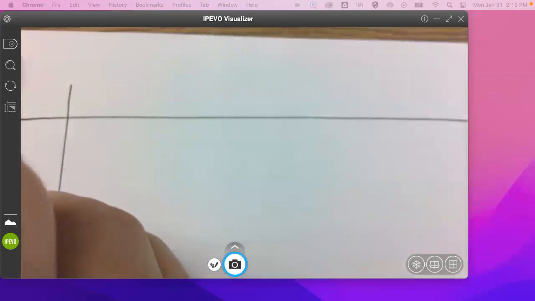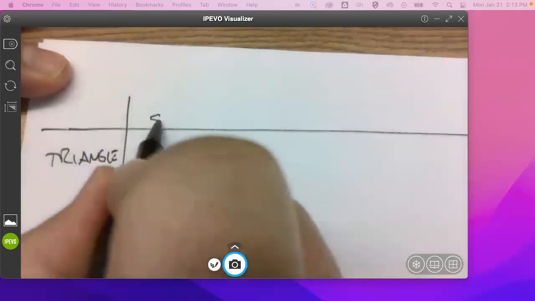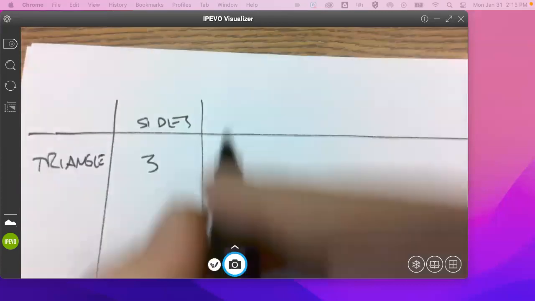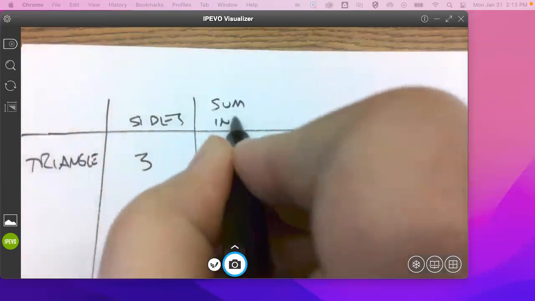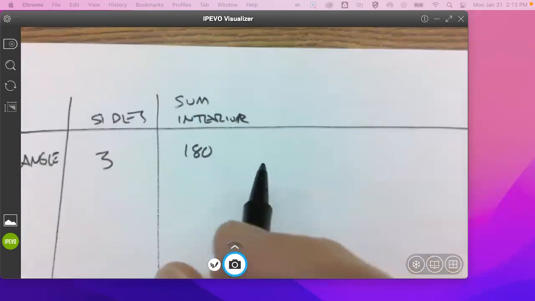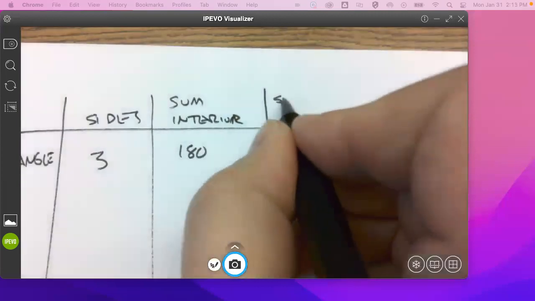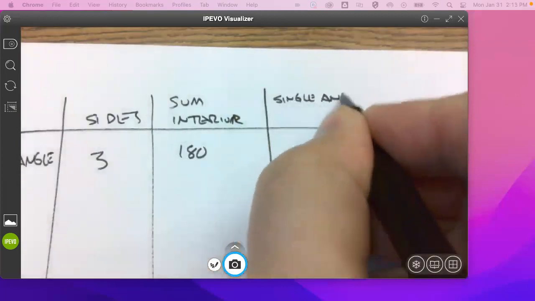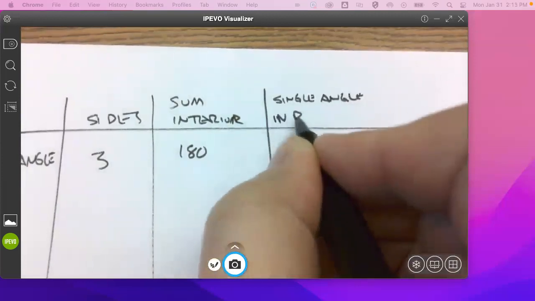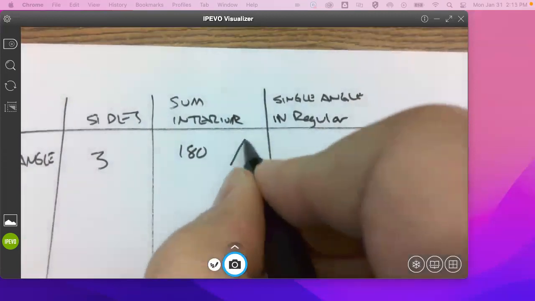So when we've got triangles, we know that it has 3 sides. You guys are not copying this, you're just watching this. And that the sum of the interior is 180. And if the sum of the interior is 180, what's a single angle in a regular polygon? Regular triangle. 60, right?